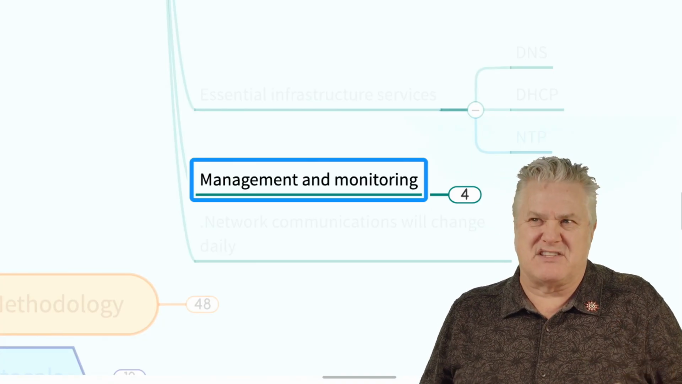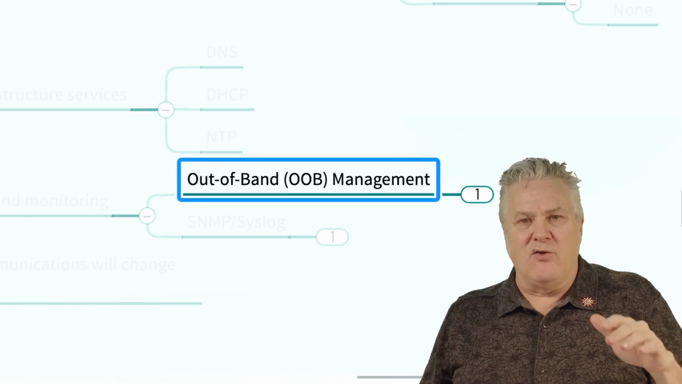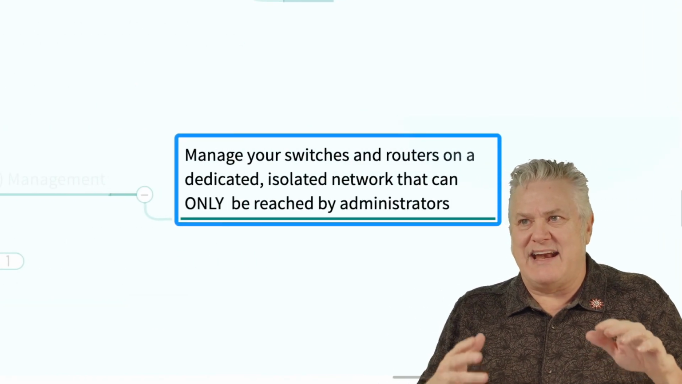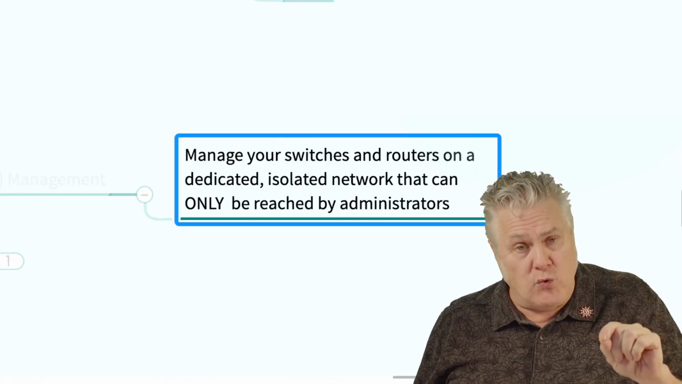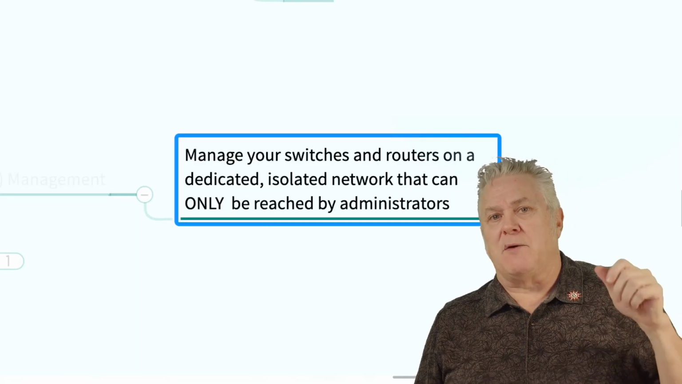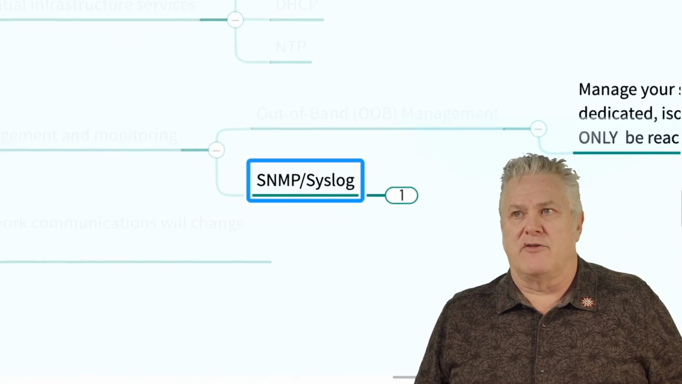This is our last big section here. For management and monitoring, what I would say is out-of-band management. That means manage your switches and routers on a dedicated, isolated network that can only be reached by administrators, not special people, but the people that run the network. That's where you want to drive all of those things.